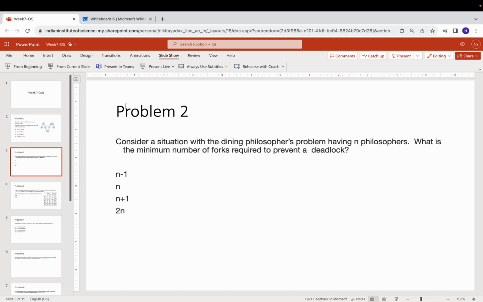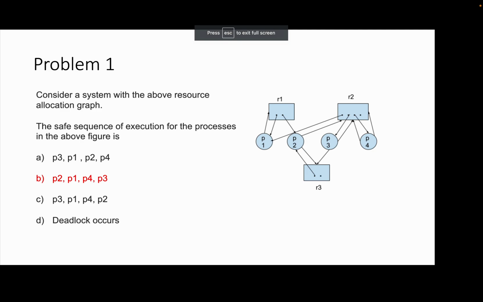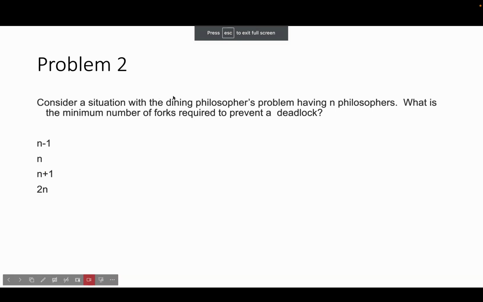Moving on, the next problem here is: consider a situation with the dining philosophers problem having n philosophers. What is the minimum number of forks required to prevent a deadlock? Your options are n minus 1, n plus 1, and 2n.